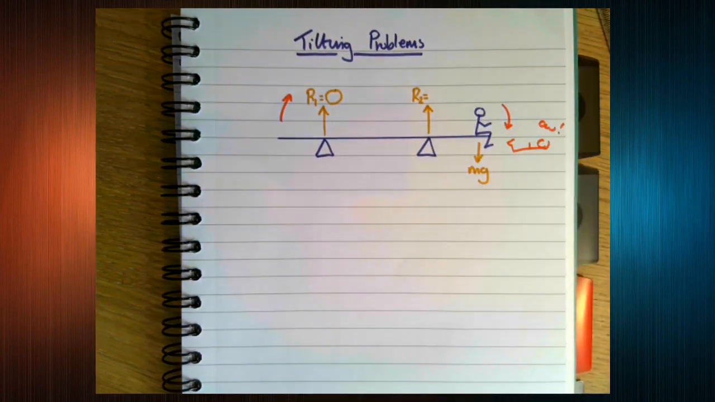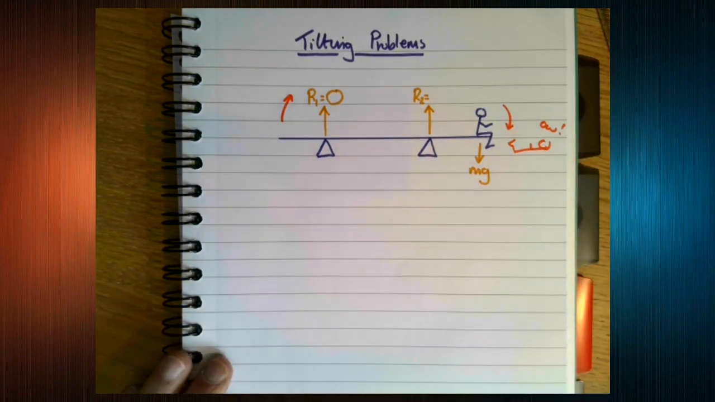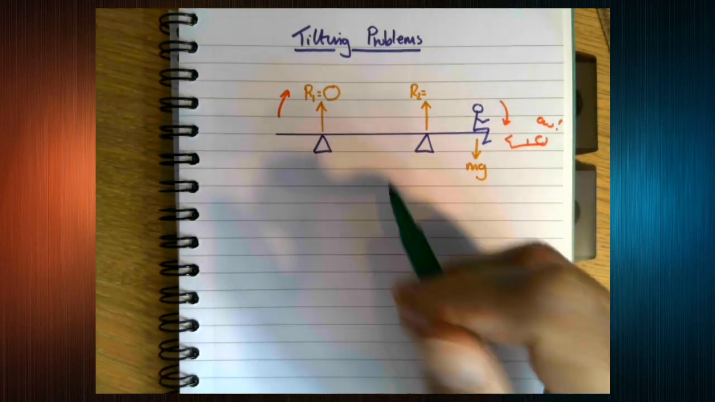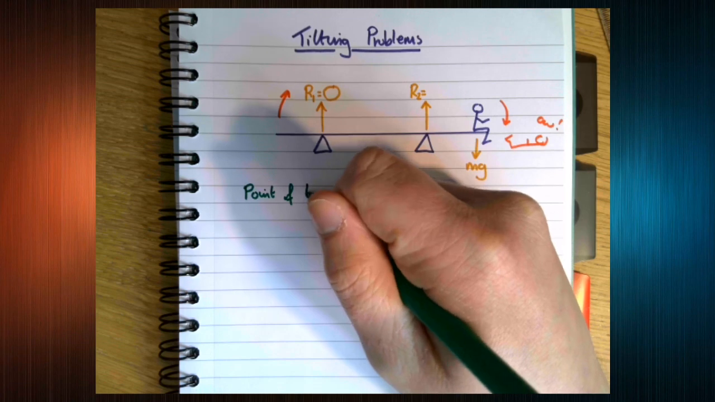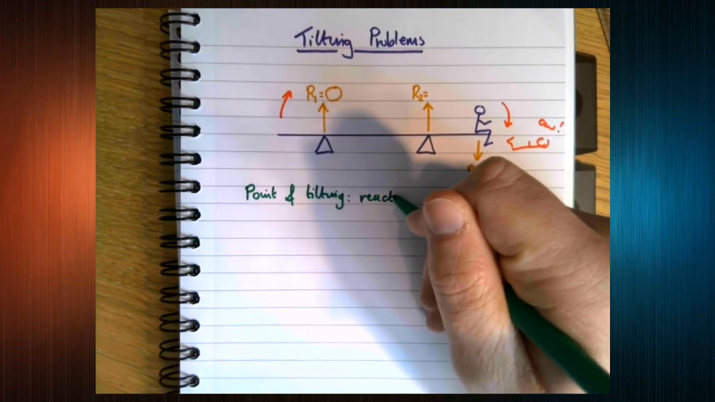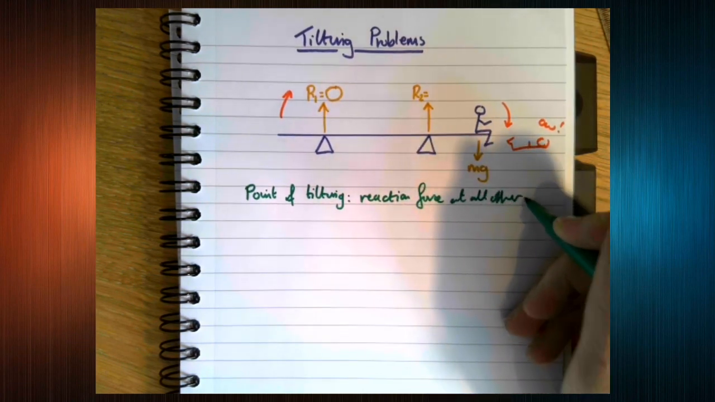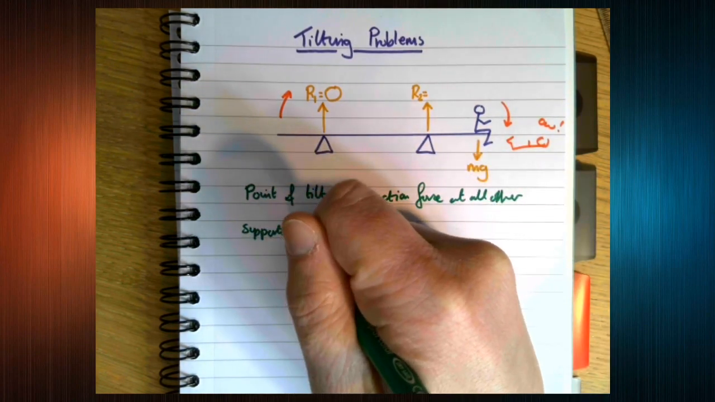So when it is about to tilt, when a rigid body, which is what we call this kind of topic, because it is static rigid bodies, static because things aren't moving, rigid because they don't bend. So when it's on the point of tilting, the reaction force at all other supports equals 0.